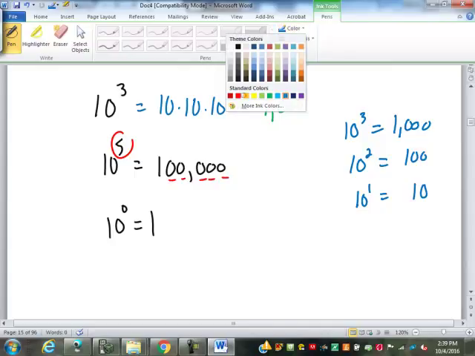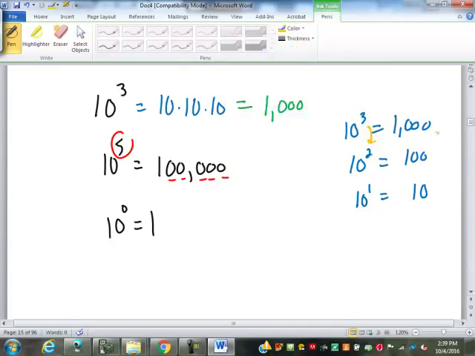Each time I reduce that power by 1, what happens to this number? It's divided by 10. I reduce that by 1. This is divided by 10. So 10 to the 0, I reduce the power by 1 again. 10 divided by 10 is 1. Well, since we started on that path, let's keep going.